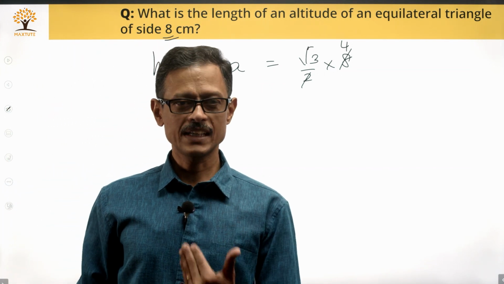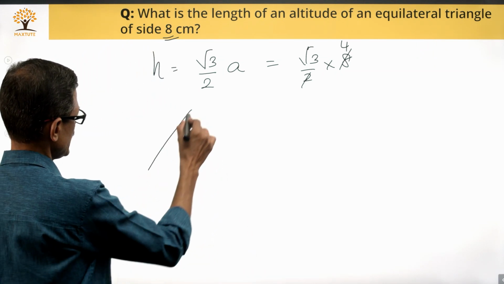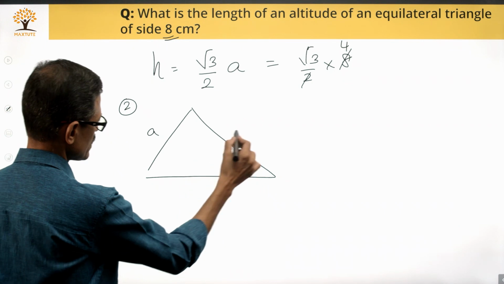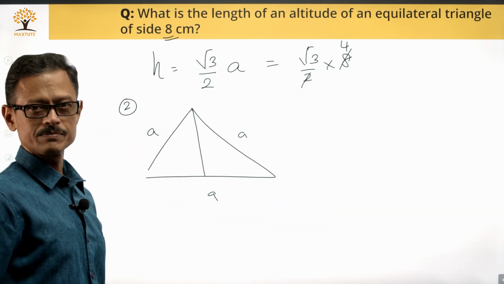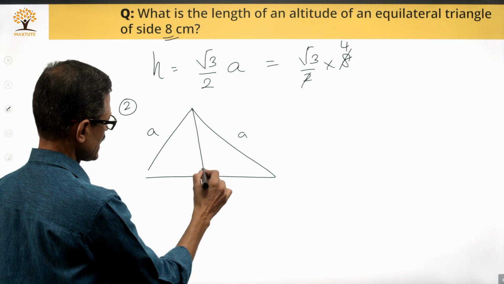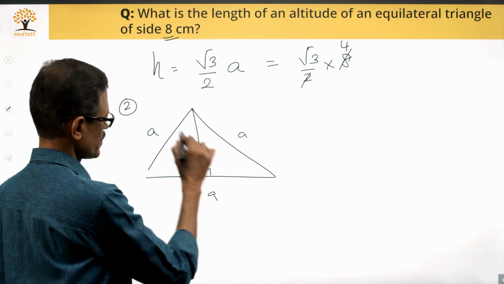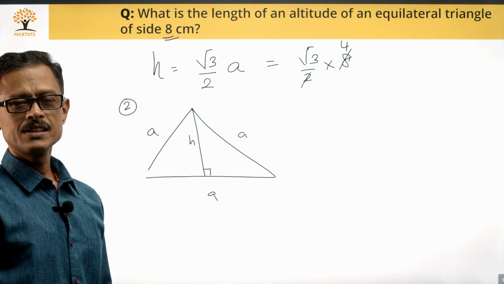But in case you weren't aware of this formula, then let's derive the formula in a way, right? We're talking about an equilateral triangle. This is method 2 we are doing right now. Equilateral triangle, all sides would be equal. Altitude to any one side. Now we are talking about essentially altitude, therefore this is a right triangle. Altitude is h, 90 degrees. We have a here. Now look at it.